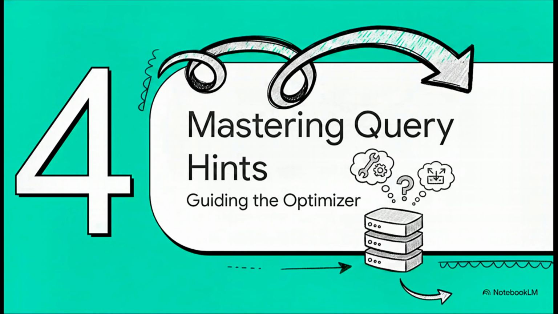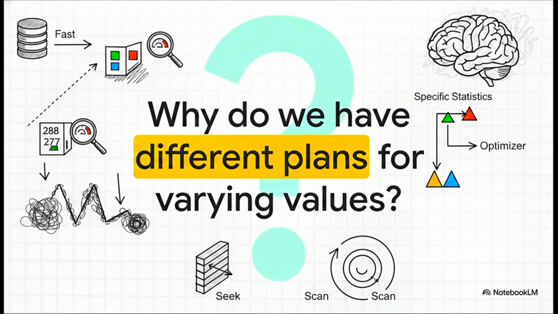Which brings us to our final optimization technique. Section 4, Mastering Query Hints. Because sometimes the optimizer makes a terrible choice, not because the index is bad, but because of the parameters we're feeding it. In the final stretch of your lab, you're going to run two identical queries. The absolute only difference: one is searching for salesperson ID 288, and the other is searching for salesperson ID 277. Yet somehow, they produce totally different execution plans. One does a lightning-fast index seek, the other does a slow, grinding, clustered index scan.